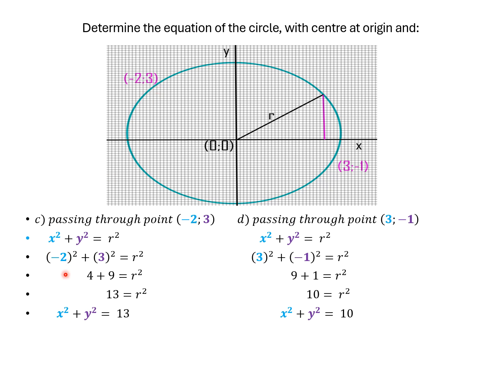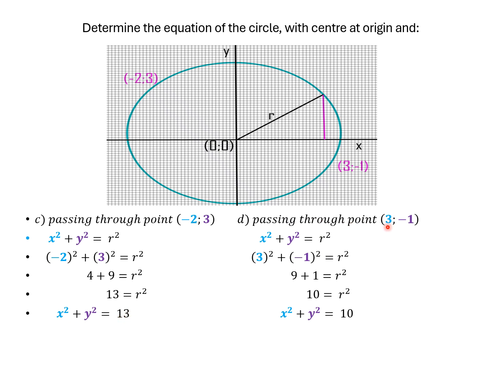So x is negative 2 squared, y is 3 squared. Negative 2 times negative 2 gives me positive 4. 3 times 3 gives me 9. And then 4 plus 9 gives me 13. So r squared equals 13. Therefore, my equation reads x squared plus y squared equals 13. So this is the second way we can be tested to find the equation.